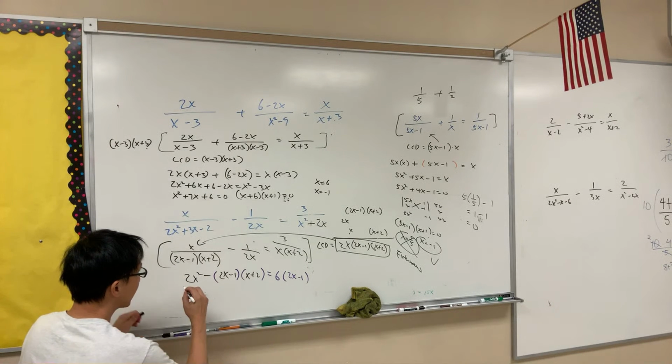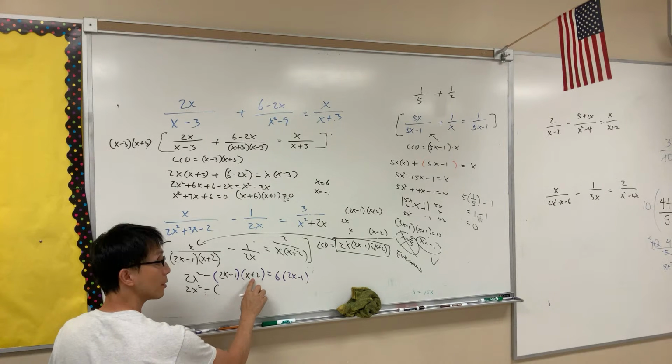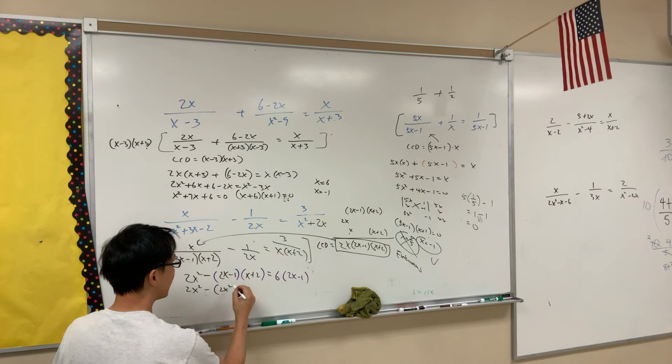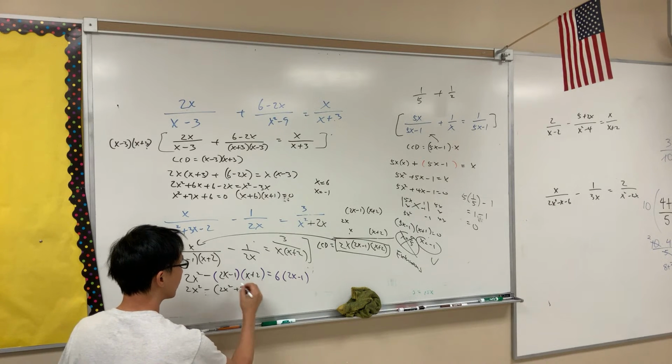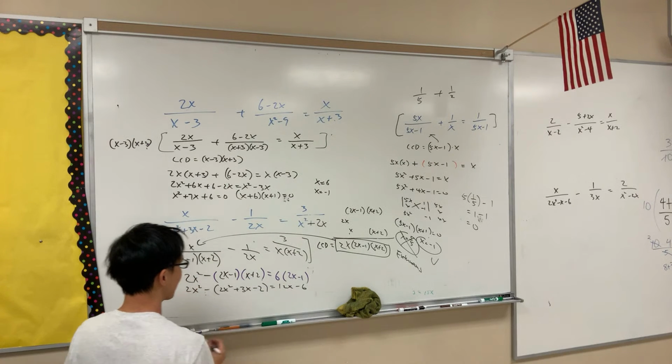So I'm going to get 2x squared. I'm going to FOIL this. So it'll be 2x squared plus 4x minus x is going to be what? Plus 3x, I think? Yeah. Minus 2, thank you. That's equal to 12x.